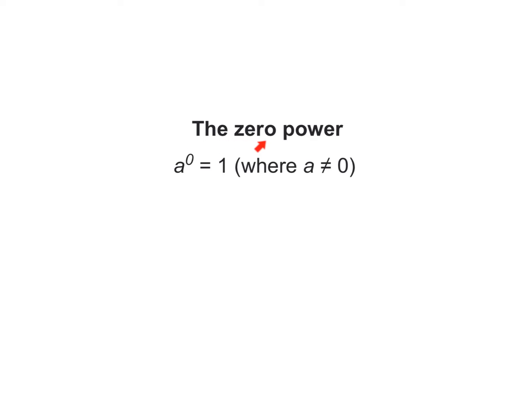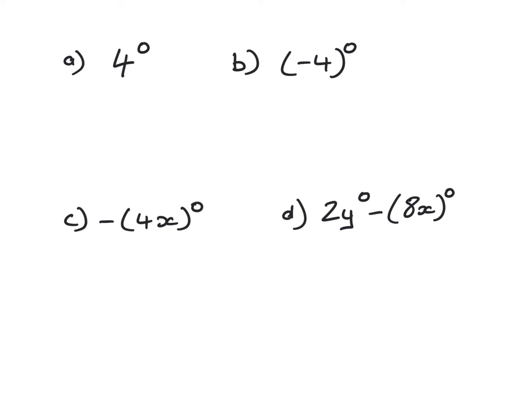Alright, let's look at the zero power law. The zero power law states that any term raised to the power of 0 will always give us 1, as long as our base is not equal to 0. Let's look at examples A, B, C and D. Give each one a go, put the video on pause and come back when you're ready.